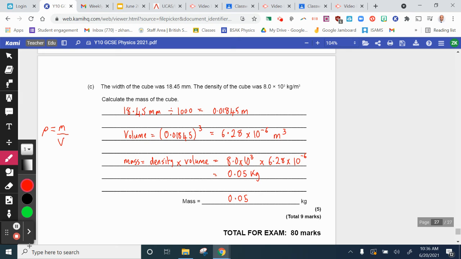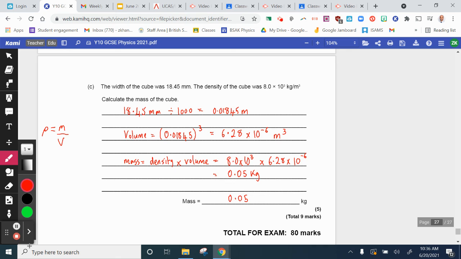So we've got the width of a cube as that many meters. So how do we find the volume? We'll do that multiplied by itself 3 times. So it's 0.01845 cubed, and that is the volume of the cube in meters cubed. So 6.28 times 10 to the minus 6 meters cubed. So now we've got the volume. We multiply that density of 8 times 10 to the 3 with the volume that we've just calculated, and we get that the mass is 0.05 kilograms.